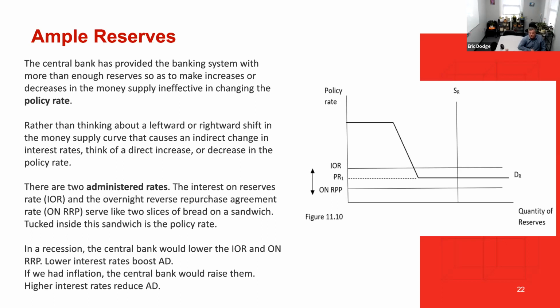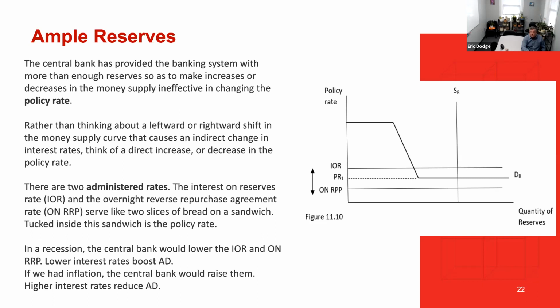So here's a version of the ample reserves graph. We've got a vertical supply curve. These are supply of bank reserves. And then we have what I think of as a three-stage or three-phase demand for reserves. Up at the top, you've got a horizontal range. In between, you've got a downward sloping range. There at the bottom and to the right, you've got another horizontal range.